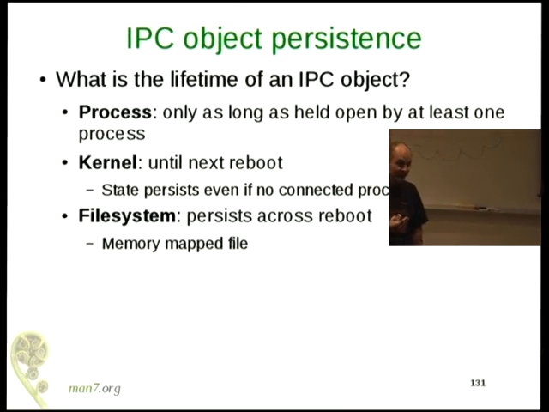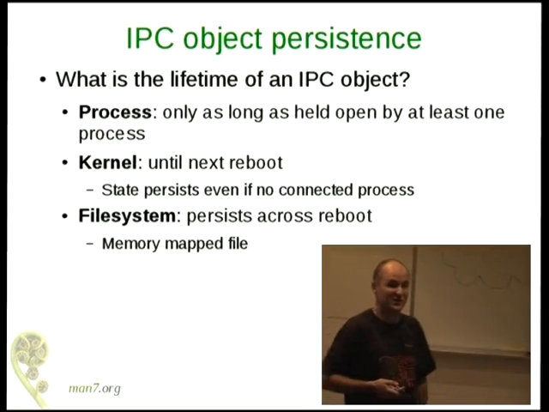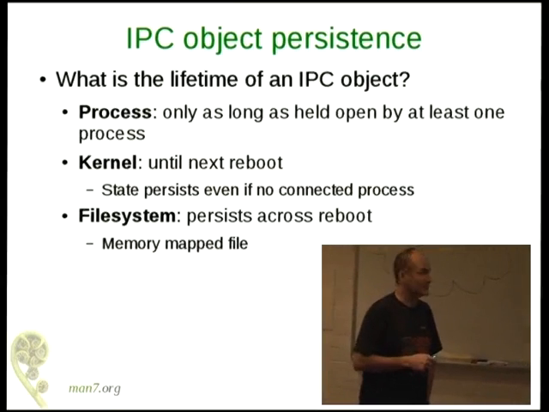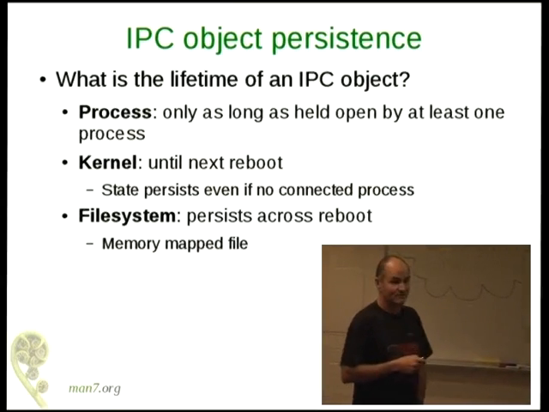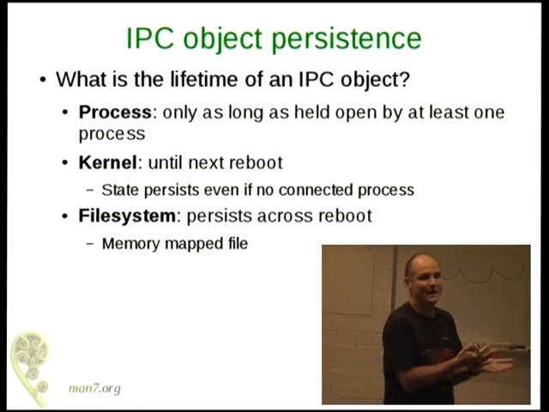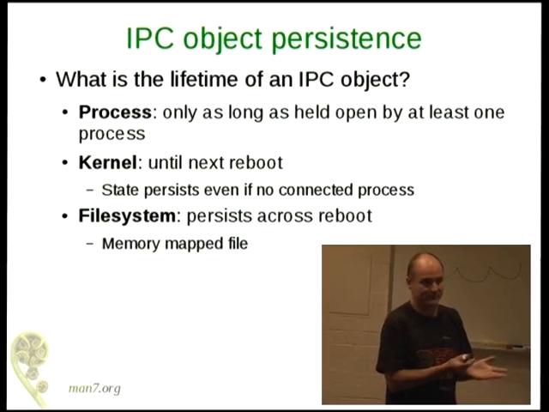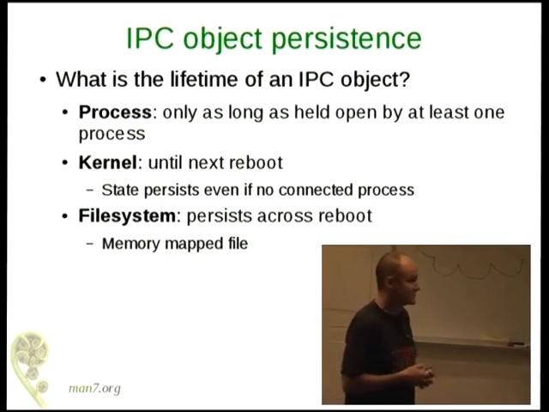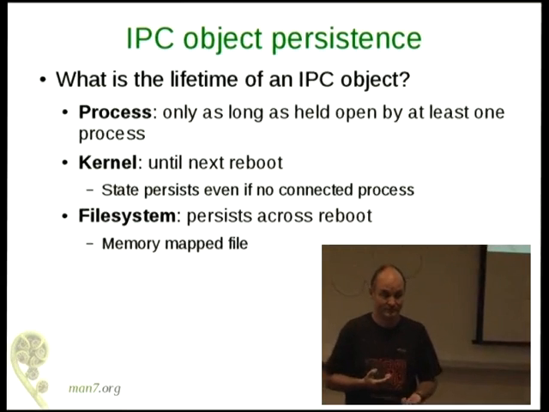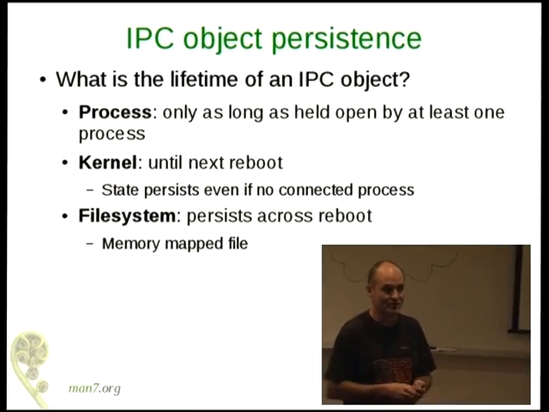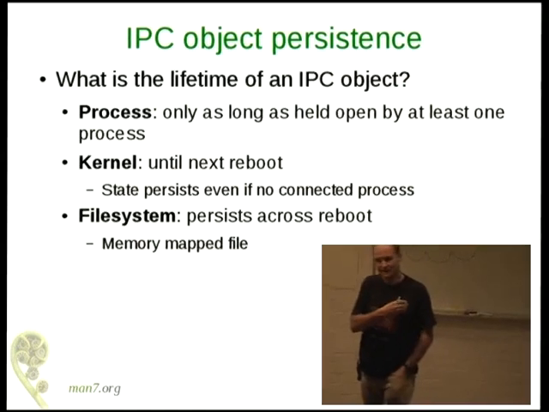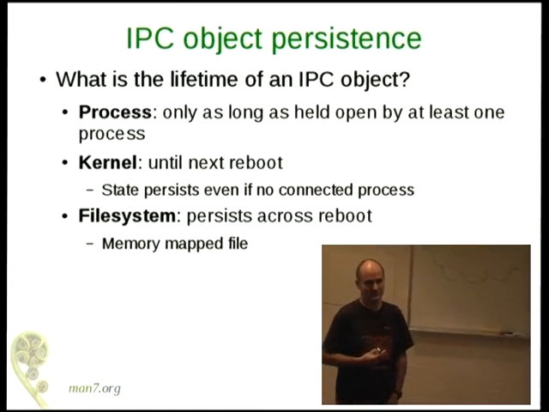Another discriminating factor for how you might choose an IPC is based on its persistence. How long does the IPC object live? Well, it could just have process persistence. What that means is the object only exists as long as at least one process is connected to it. It could have kernel persistence, which means it lives as long as this boot of the kernel lives. When the system reboots, then the IPC object is gone. Or it could have file system persistence, which means that it might live even across a reboot.